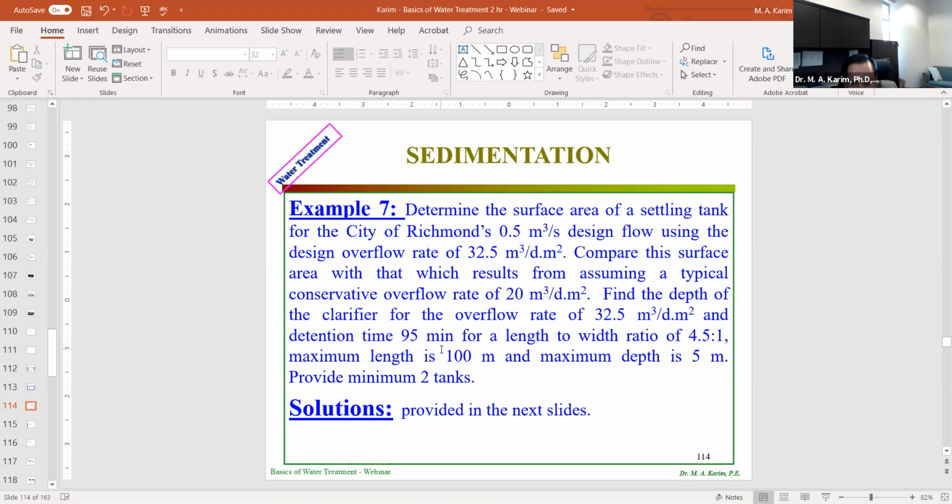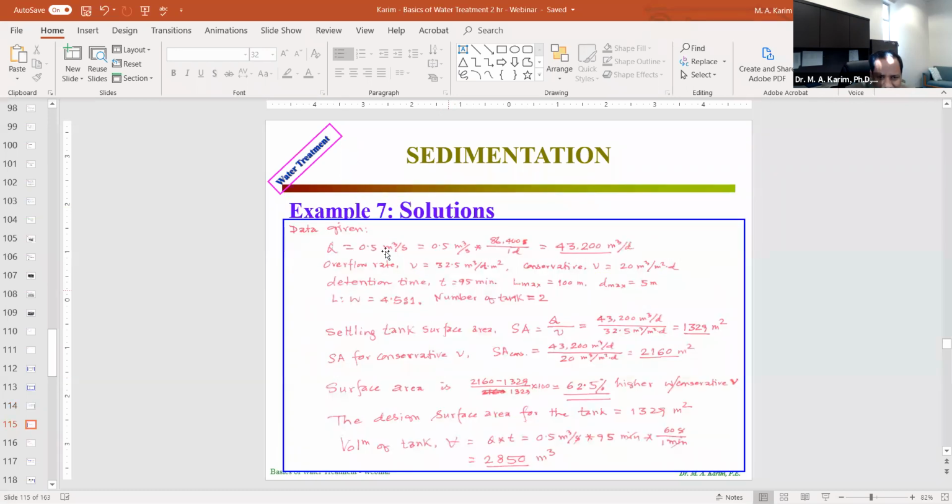So I'll leave you for 30 seconds to read the problem, so you know what kind of problem we are solving. We are designing a sedimentation tank, right? With the surface area. We can do the depth also. Here is the design. We convert this one into meter cube per day. Overflow rate is this. Conservative one. Detention time is this.